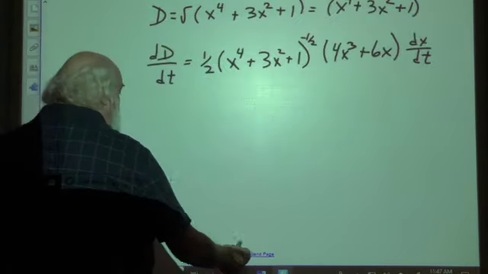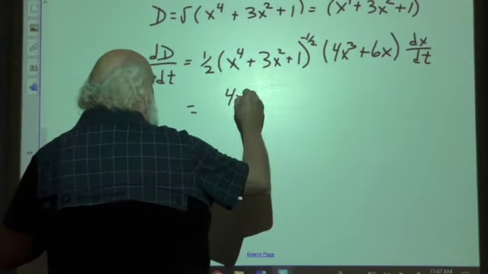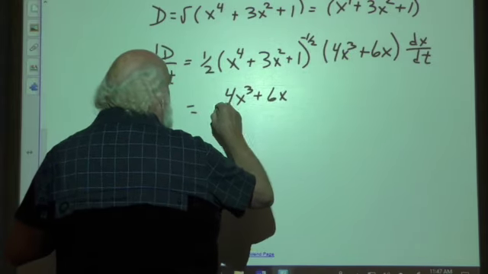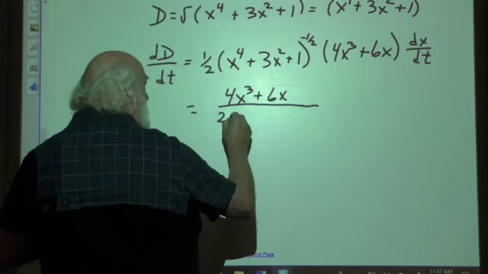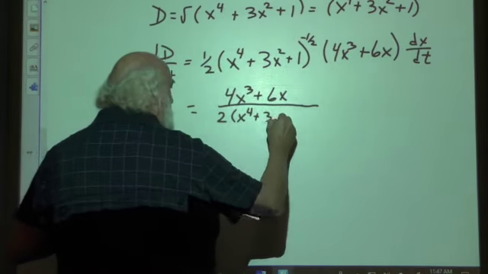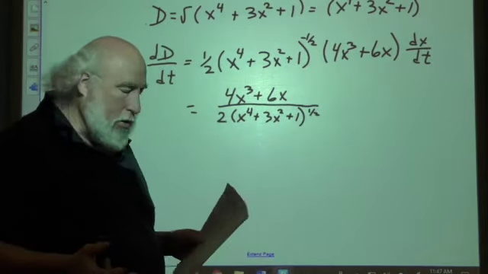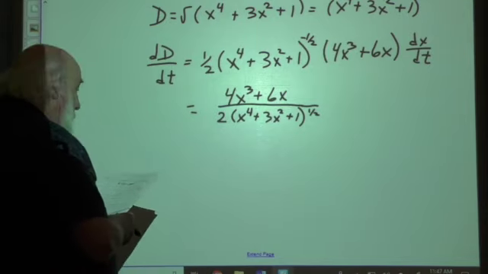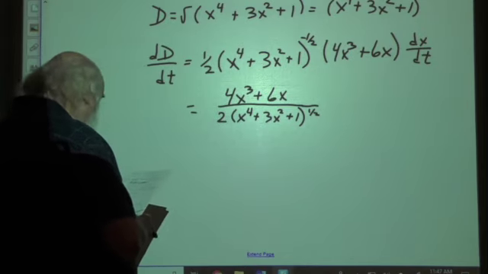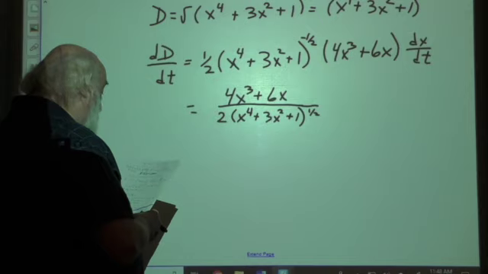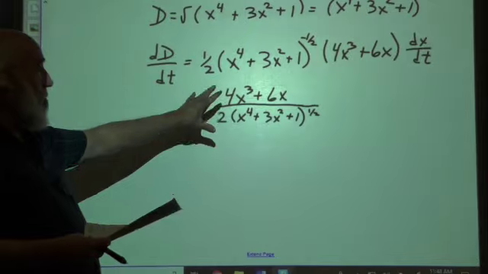Okay, so when I rewrite this, the numerator becomes 4x cubed plus 6x. I got a negative exponent, so that's got to go to the bottom. The 2's in the bottom. So 2 times x to the fourth plus 3x squared plus 1 to the positive 1/2, since I've gone from numerator to denominator. So at this point then, there's not a whole lot more we can do because we're not given a specific x. So this is the formula that we're going to use to determine that.